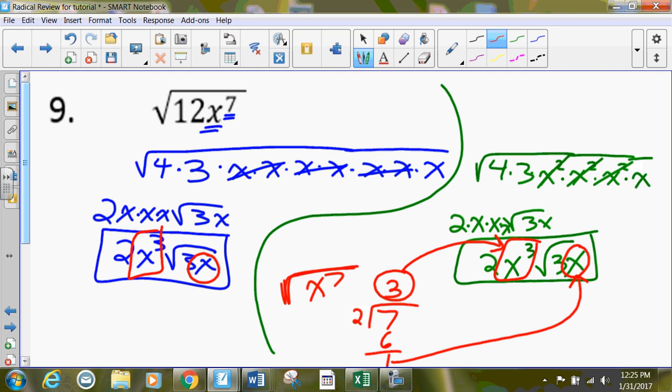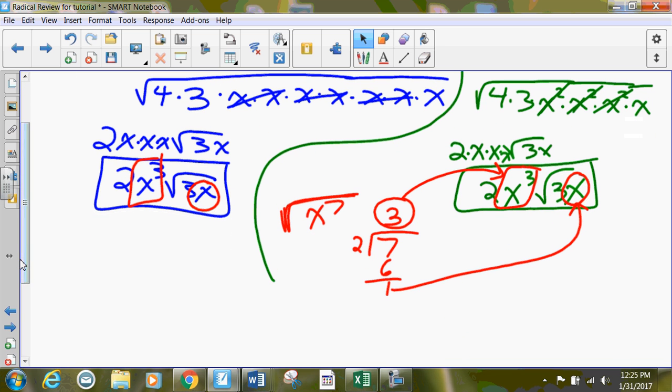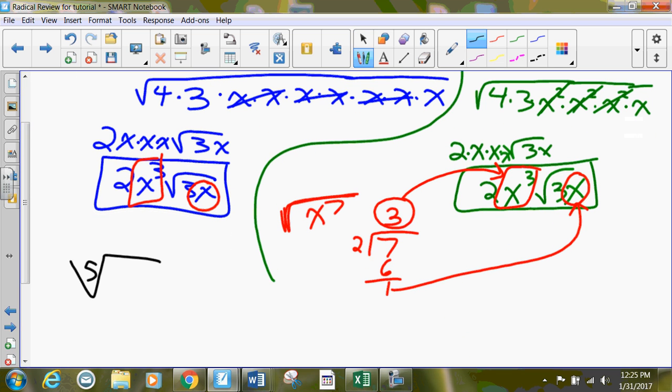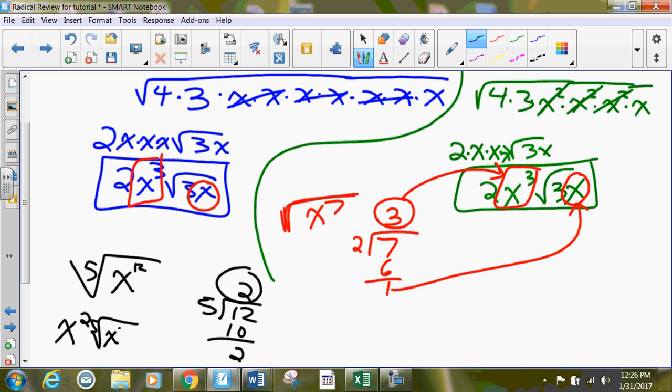You can do that even with a different type of problem. Let's say you have the 5th root of x to the 12th. It's the same thing. How many times does 5 go into 12 evenly? It goes in 2 times. 2 times 5 is 10. How many do we have left over? 2. It's a little strange, we both got 2s. But this first 2 tells me that x to the 2nd gets to come out, and what stays in is the 5th root of x squared. Hopefully that didn't confuse you more.